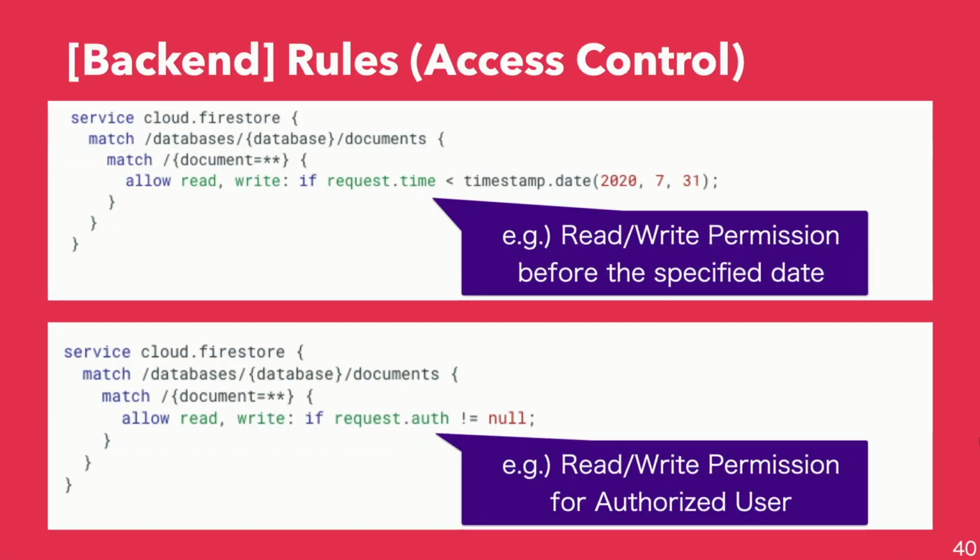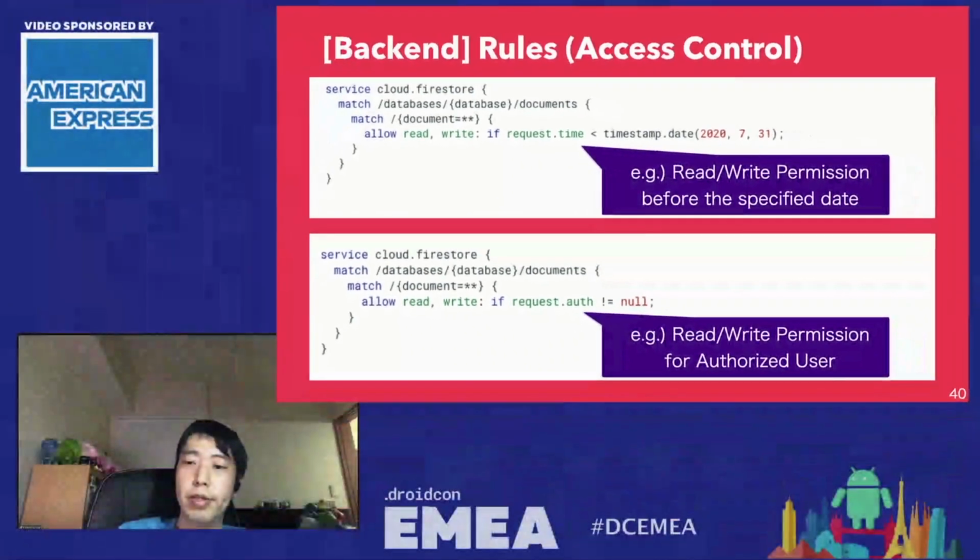First definition means permitting read and write operation before the specific date. User can access our database before this date, but after this date, they can't. This definition is used on application testing phase. Second definition means permitting read and write permission for authorized user. Only authorized user can access the database.